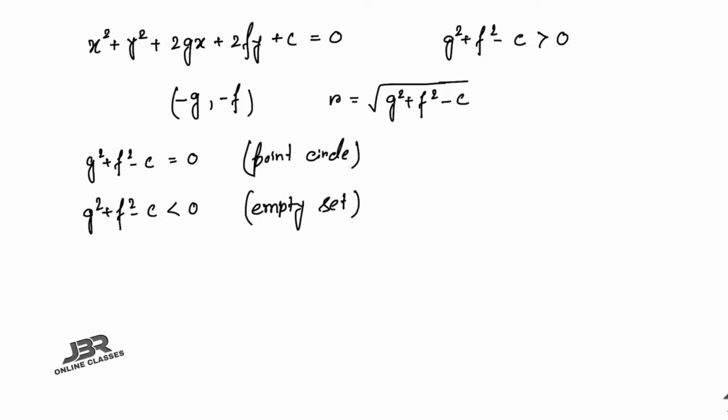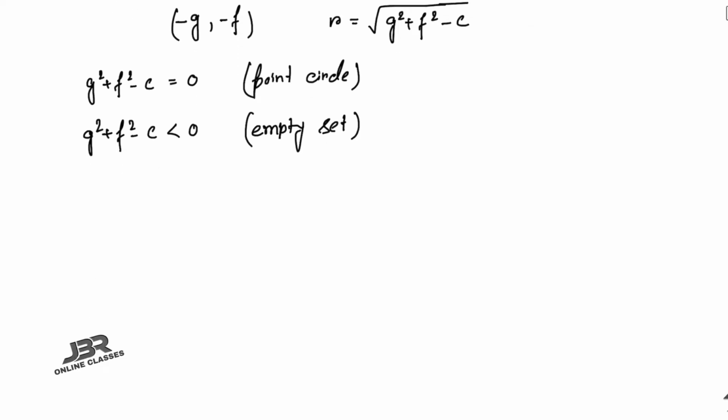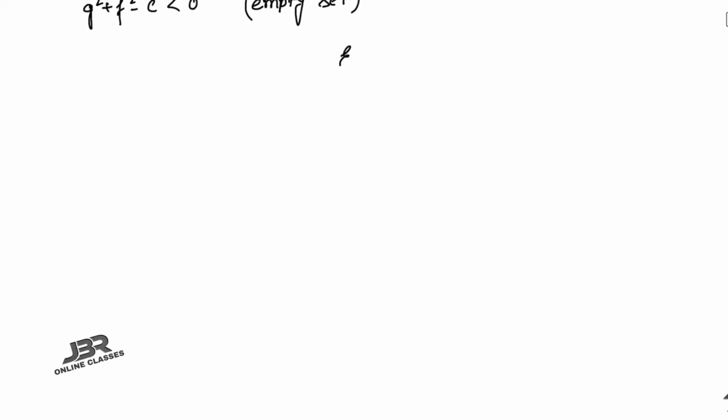Remember that. Now let's move on to the exercise problems. So here the exercise 12.2, and here the first problem, 1. Which of the following equations represents a circle? If so, determine the center and the radius. x square plus y square plus 4x minus 4y minus 1 equal to 0.